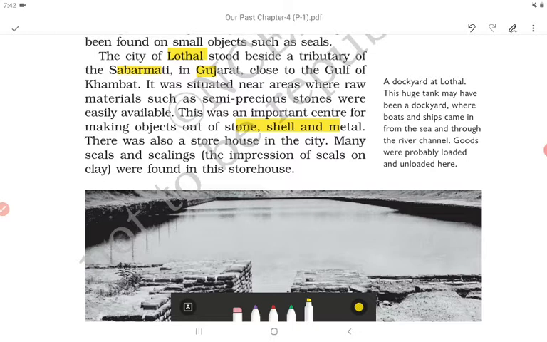There was also a storehouse in the city. Many seals and sealings, the impression of seals on clay, were found in this storehouse.